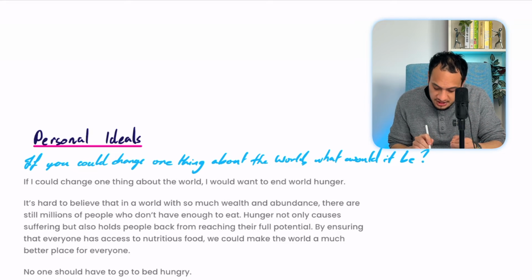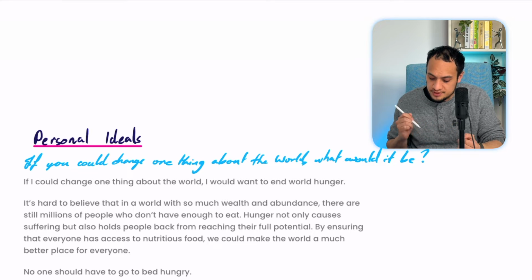So, if I could change one thing about the world, I would want to end world hunger. It's hard to believe that in a world with so much wealth and abundance, there are still millions of people who do not have enough to eat. Hunger not only causes suffering, but also holds people back from reaching their full potential. By ensuring that everyone has access to nutritious food, we can make the world a much better place for everyone. No one should have to go to bed hungry.